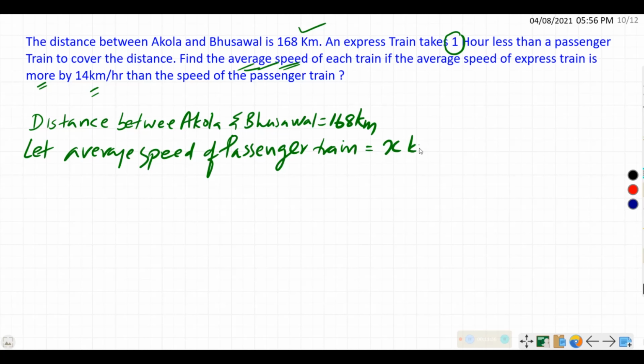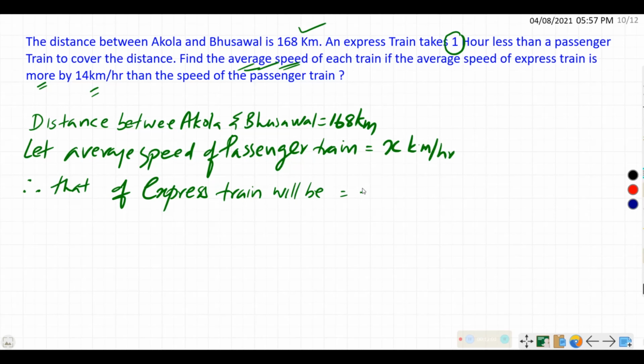Okay, and in that case the speed of the express train, we can say, is x plus 14 km per hour. Let me write that also, that of the express train. Right? 14 to be added to the speed. x will be a number, we know that. So 14 will be added.